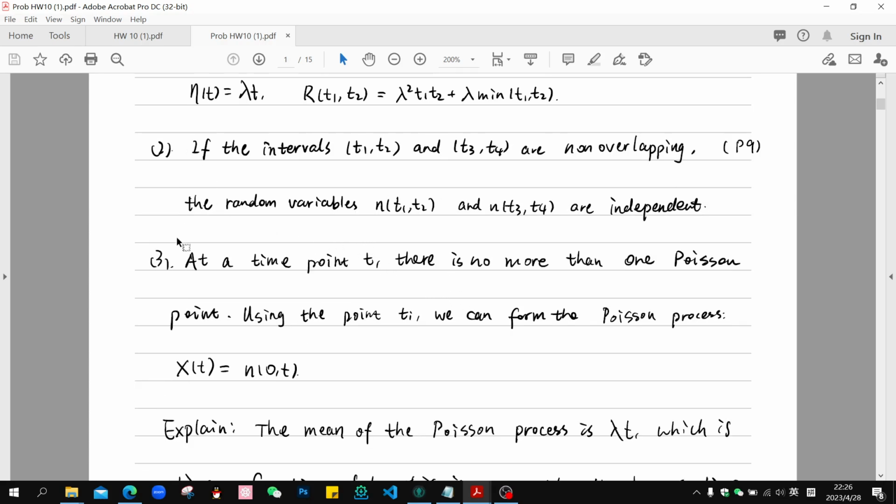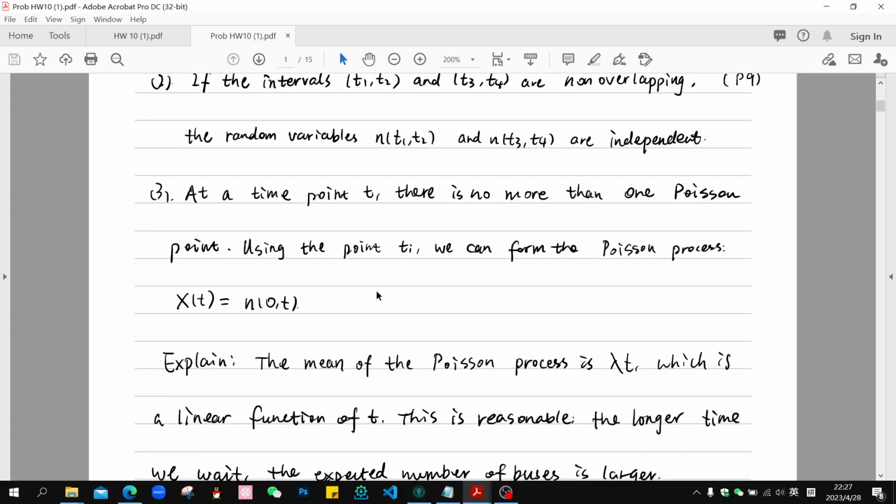And the second and third properties. The second property is that if the intervals (t1, t2) and (t3, t4) are non-overlapping, the random variables n(t1, t2) and n(t3, t4) should be independent. And the third property is that at a time point t, there is no more than one Poisson point. Using the points ti, we can form the Poisson process, x(t) equals n(0, t).